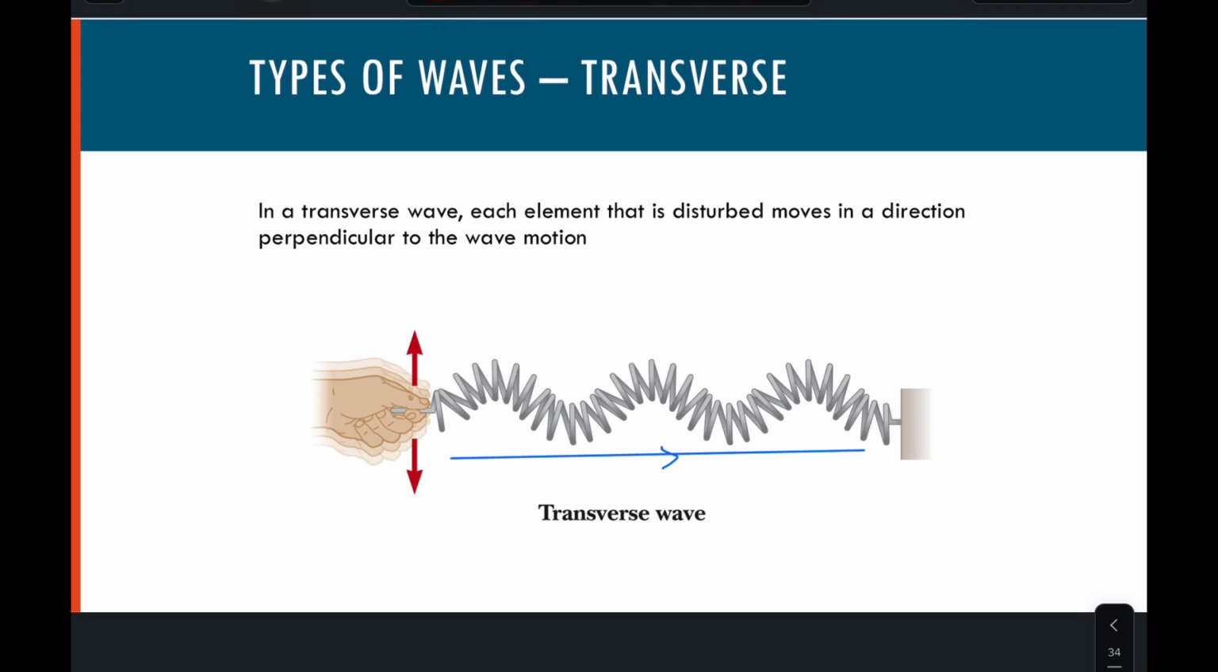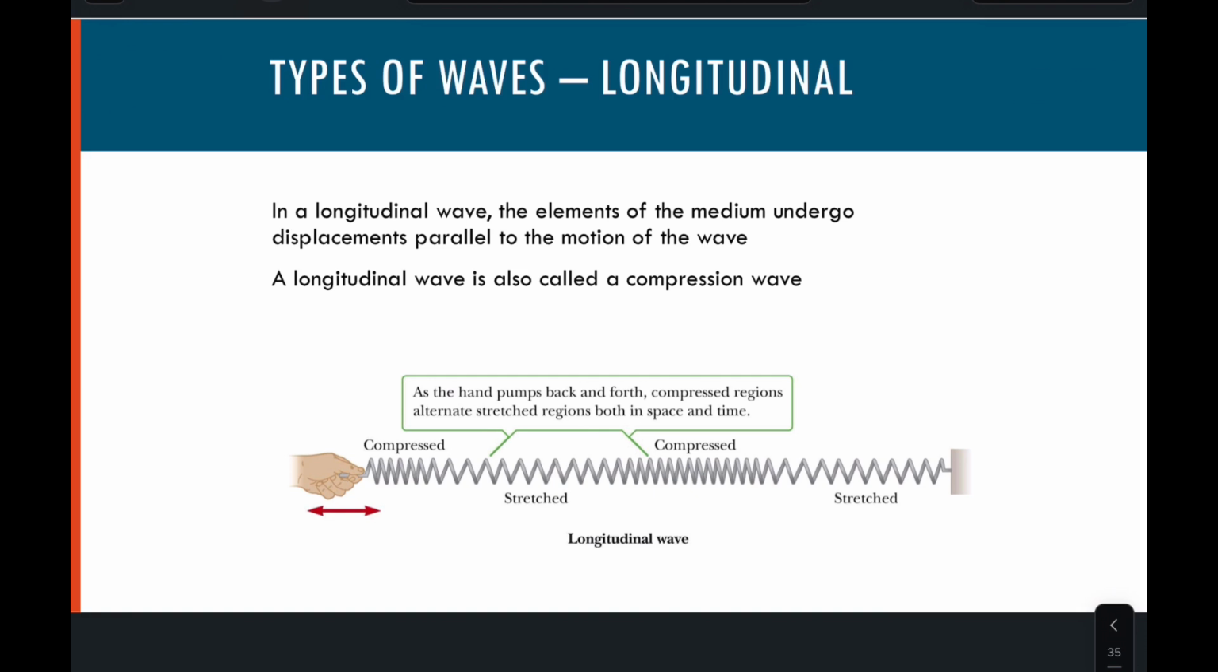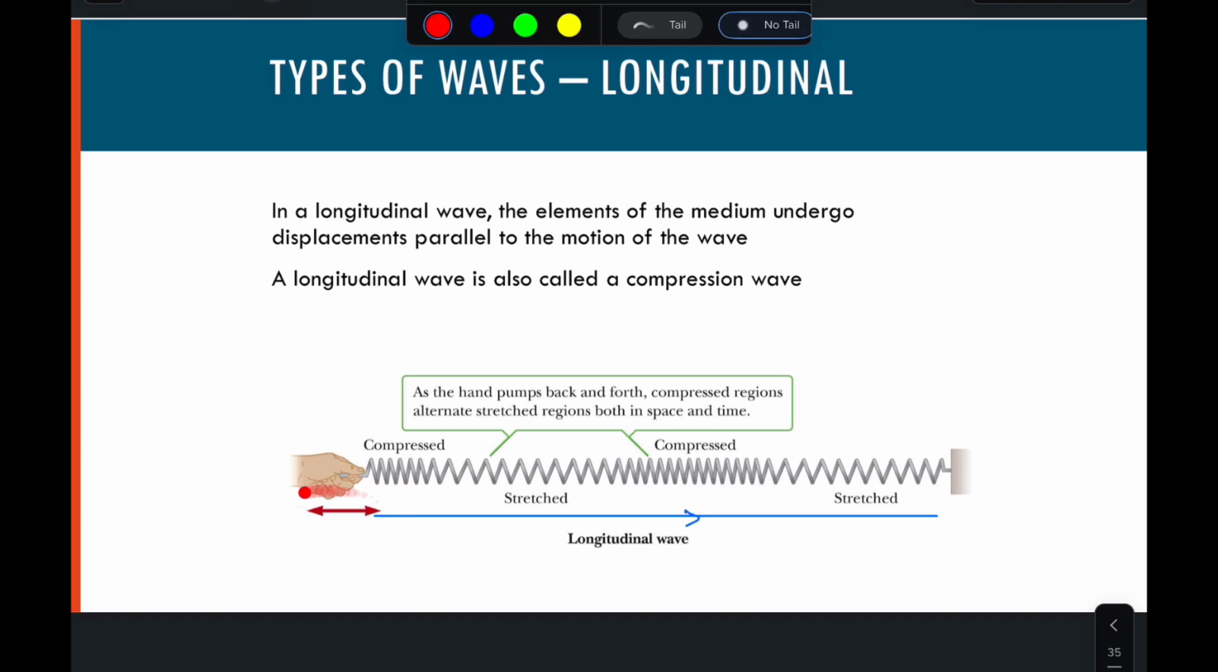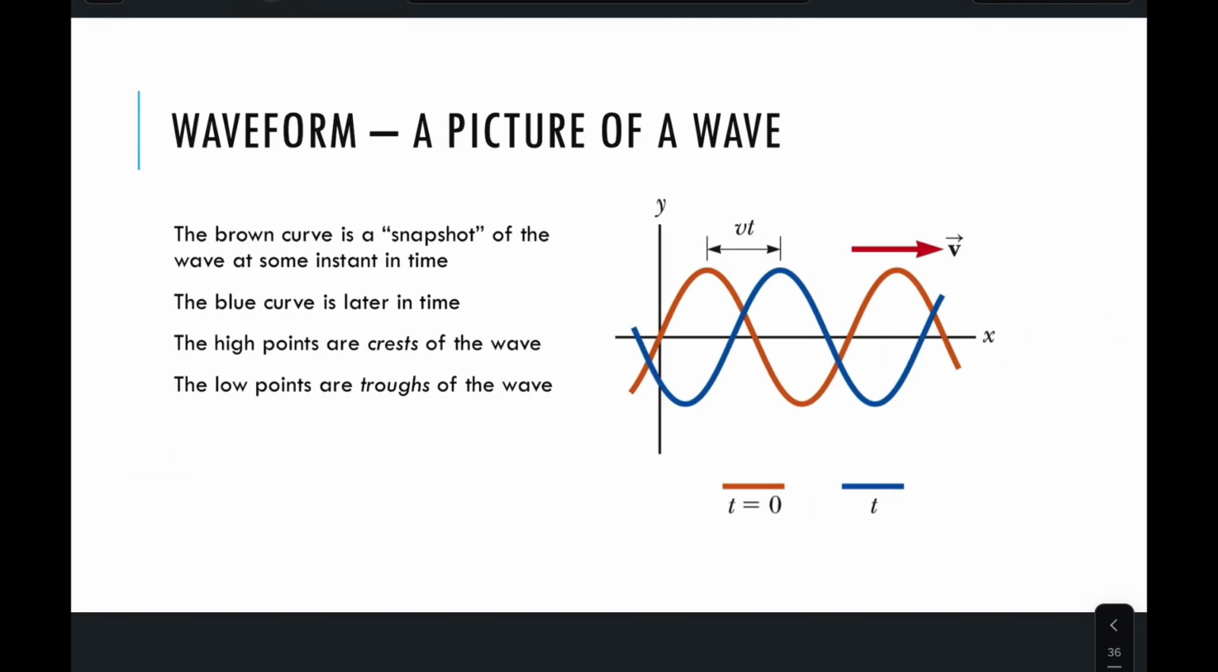Therefore, it's perpendicular to the wave motion. For this kind of wave, we call it transverse wave. For longitudinal wave, we do compression and rarefaction to the spring here. So the motion of the medium is parallel and anti-parallel to the motion of the wave. The motion of the wave is in this direction, and the vibration of our spring is left-right. So parallel and anti-parallel. This kind of wave, we call longitudinal wave.